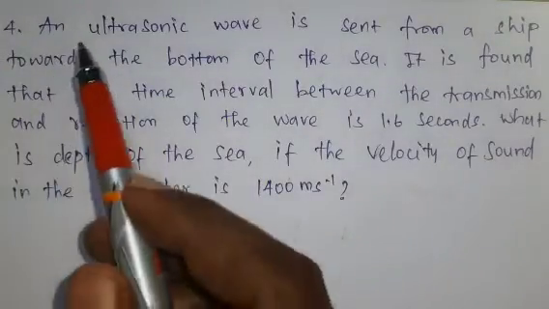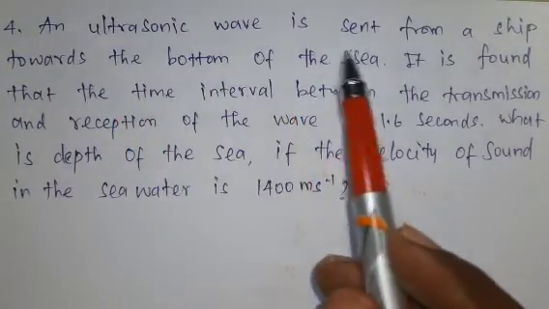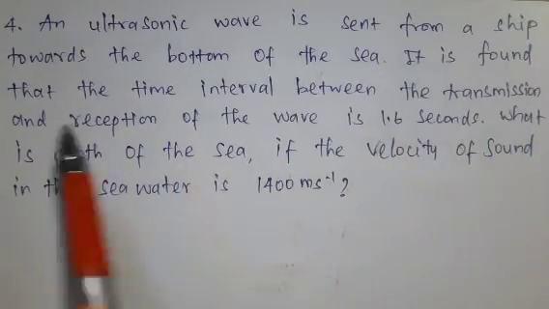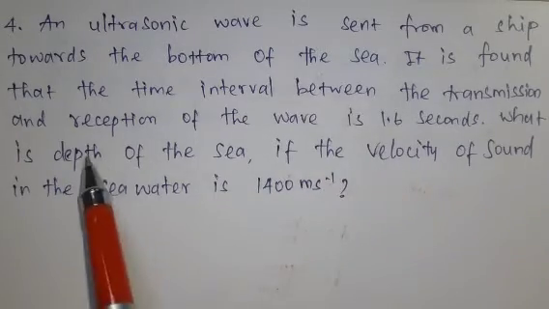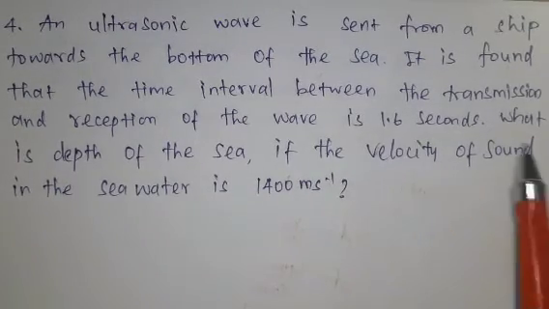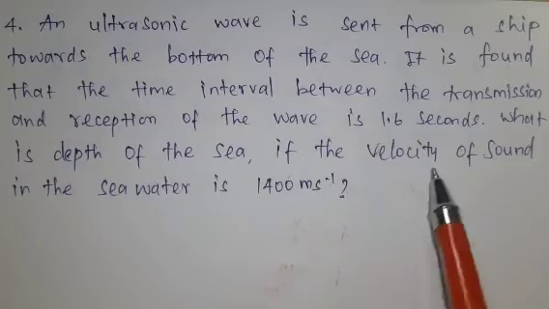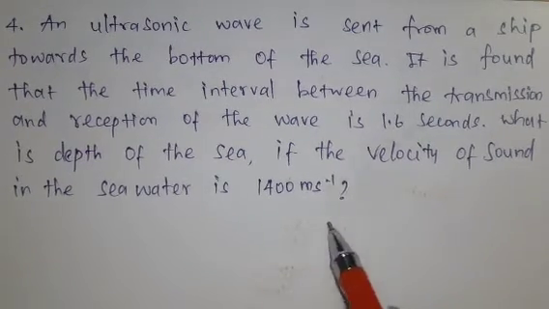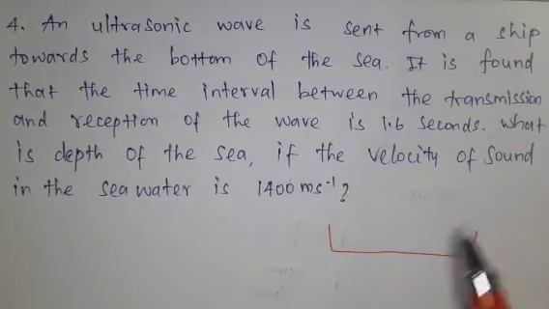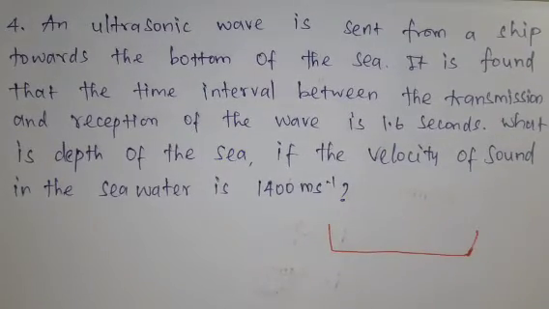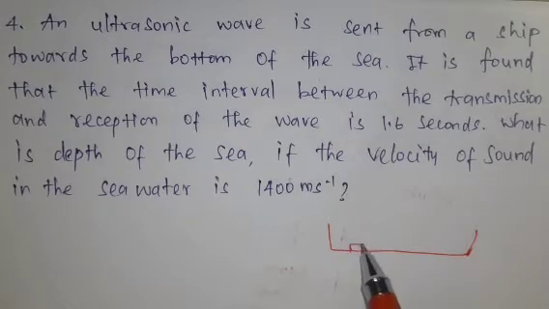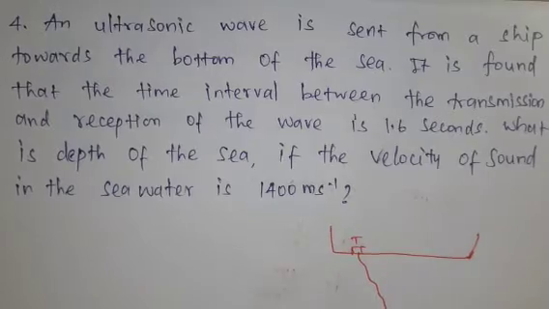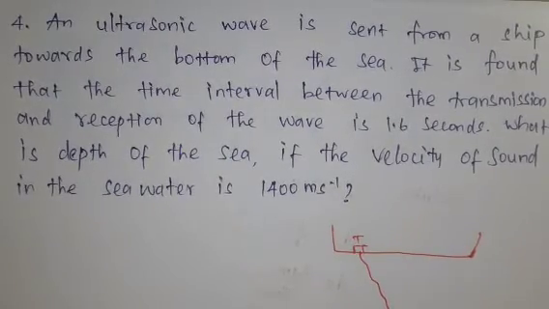Question number 4. An ultrasonic wave is sent from a ship towards the bottom of the sea. It is found that the time interval between the transmission and reception of the wave is 1.6 seconds. What is the depth of the sea, if the velocity of sound in sea water is 1400 m/s? Consider this is the ship. From the transmitter on the ship, we are going to send the ultrasonic wave. This is the seabed, the bottom of the sea.